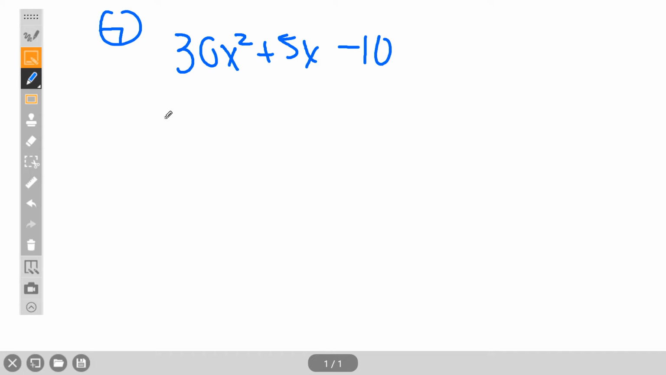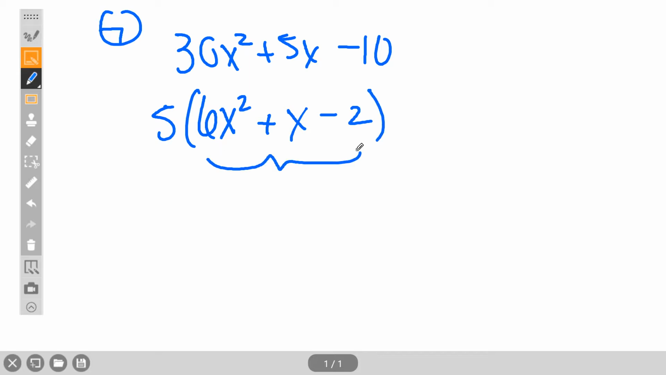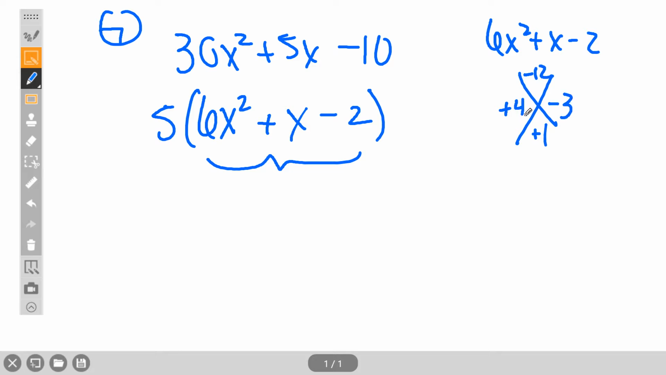At number 7, we have 30x squared plus 5x minus 10. Let's start by taking out the GCF, which is 5. So taking out a 5 leaves us with 6x squared plus x minus 2. And then we can factor this. A times c is negative 12 and b is positive 1. So numbers that multiply to negative 12 and add to positive 1 are positive 4 and negative 3.